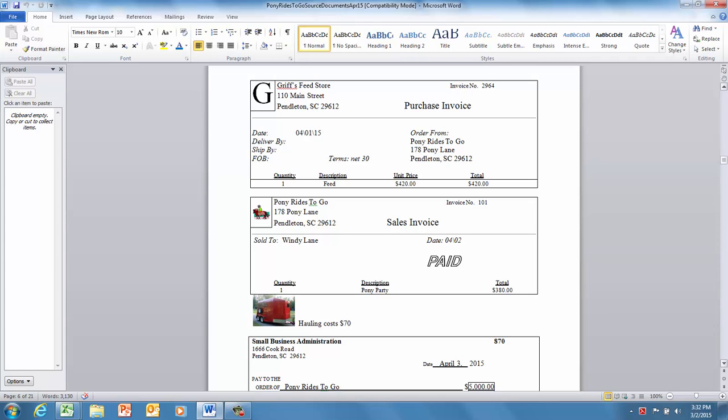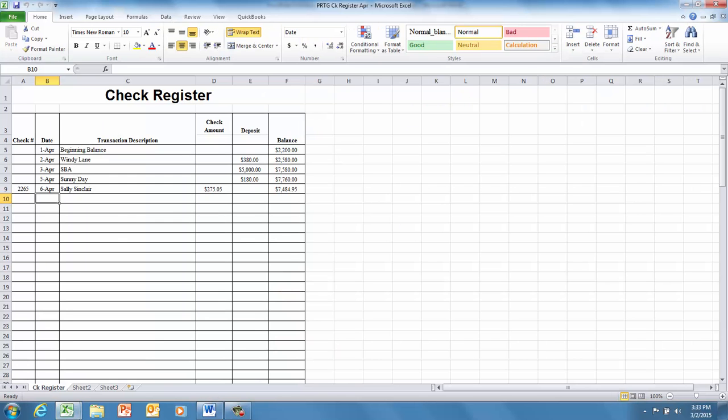And so here in the very first transaction, we purchase feed on account. So cash is not involved with this transaction. So let's go to the second transaction. Here we sold our services, a pony party, and we received $380 in cash. So here we did receive cash, so besides the journal entry, we are also going to have to put this on the check register.